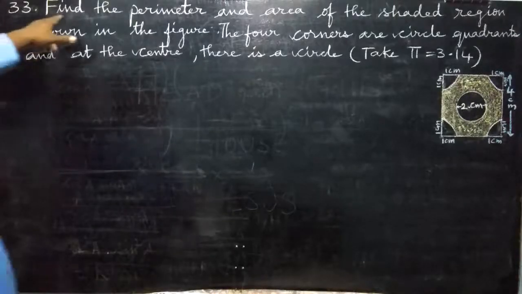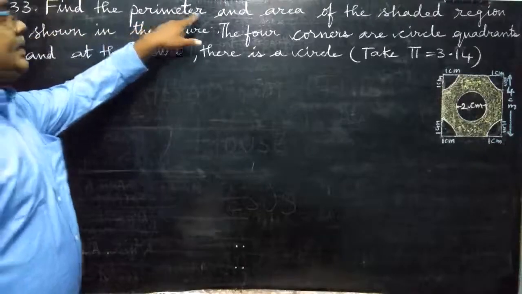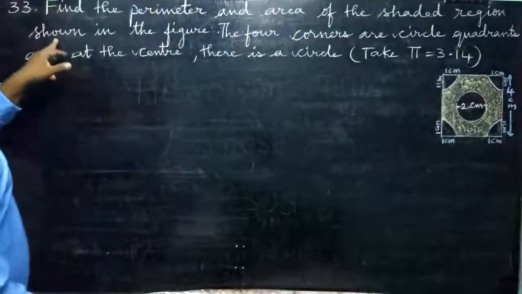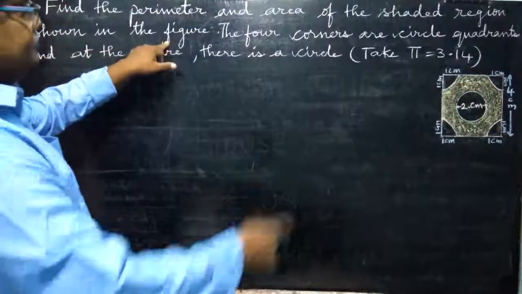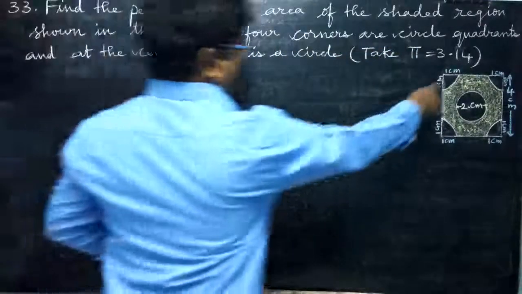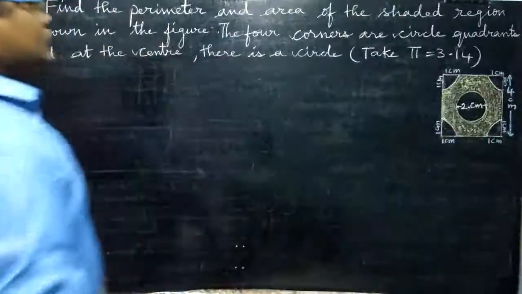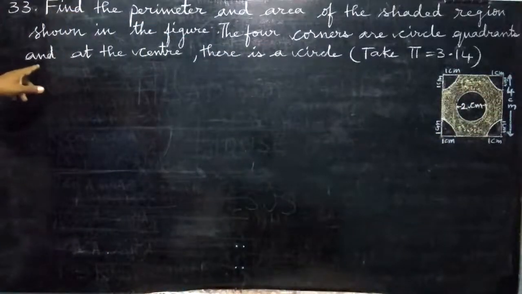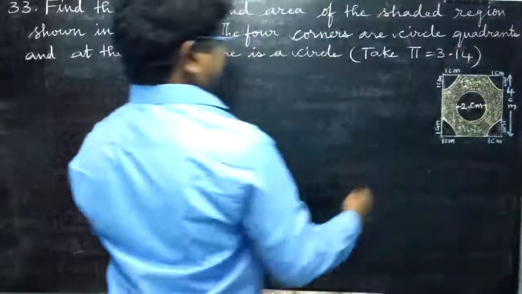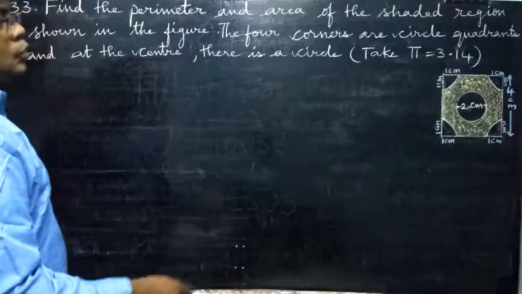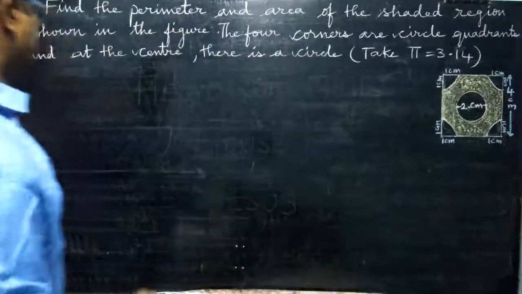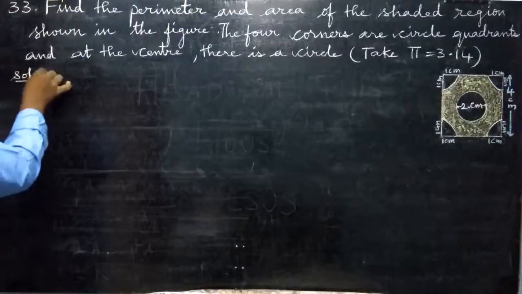Problem 33. Find the perimeter and area of the shaded region shown in the figure. The four corners are circle quadrants, and at the center there is a circle of diameter 2 centimeters. Take pi as 3.14. Now, the solution.